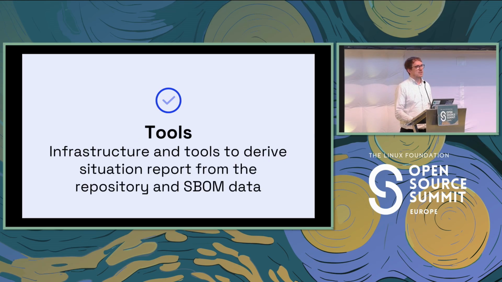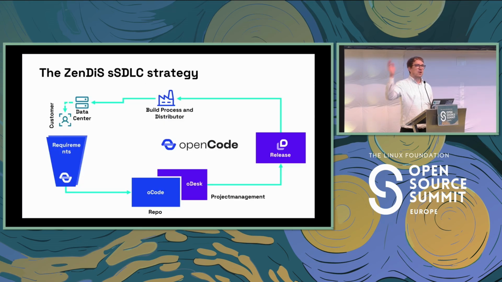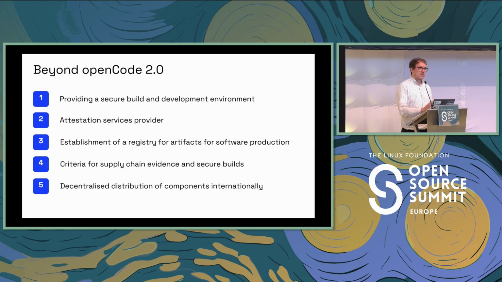We provide the tools and step-by-step guidance around OpenCode on the platform. And this all fits into a full ZenDiS software development lifecycle strategy, where we say that within software development lifecycles, there needs to be sufficient infrastructure that addresses the vector aspects of the supply chain with tooling, infrastructure, and policies, and helps increase a transparent layer of security in open source.